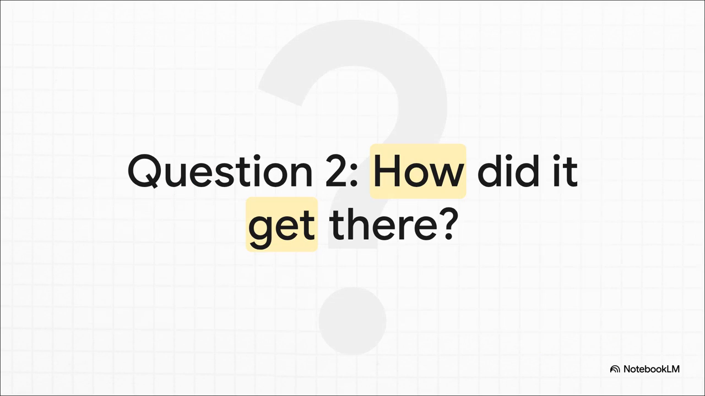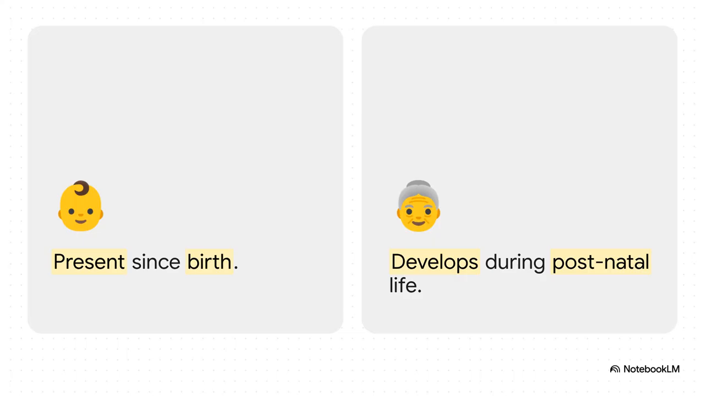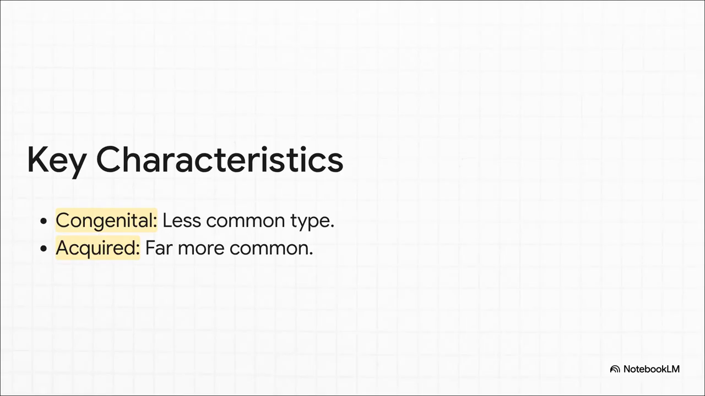Okay, that was our first big question. Ready for number two? This one is all about where it came from. Super simple. Were you born with it, or did it pop up later in life? And that answer gives us our next two categories: congenital and acquired. Congenital means you're born with it. Acquired means it develops sometime after you're born, during your life. See? Pretty straightforward. And just like we saw before, there's a huge difference in how often we see these. The congenital type, the one you're born with, is way less common. It's the acquired kind, the one that develops over the years, that is far, far more prevalent.